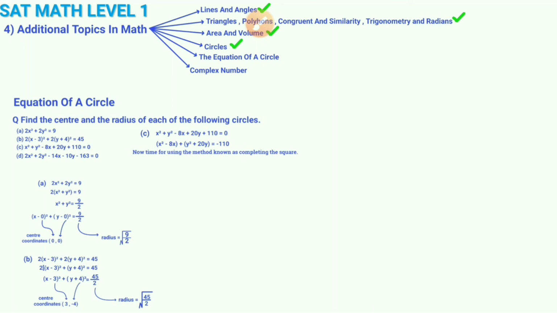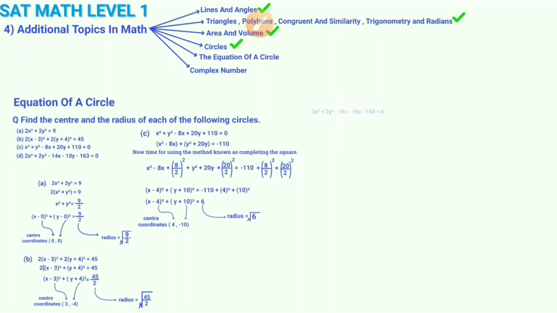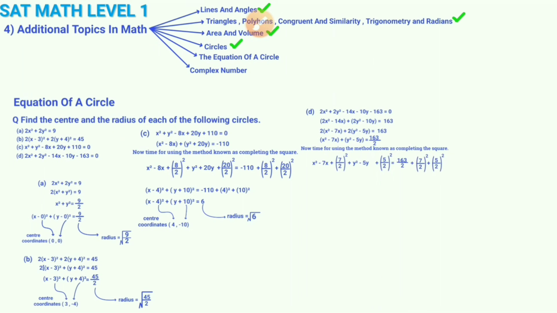In here we're going to do completing the square. Now time for using the method known as completing the square. And there you go. We have found it. Now part D. First of all, we will take the common factor out. It's always best. Then doing completing the square. There you go. And you have done the completing the square, and you just found the equation. Yeah, these are the coordinates.